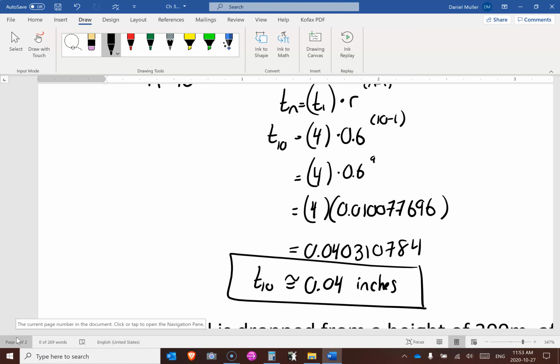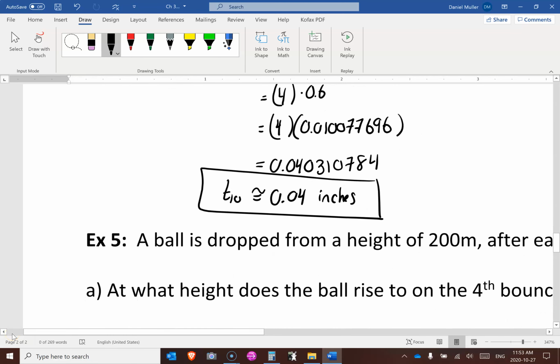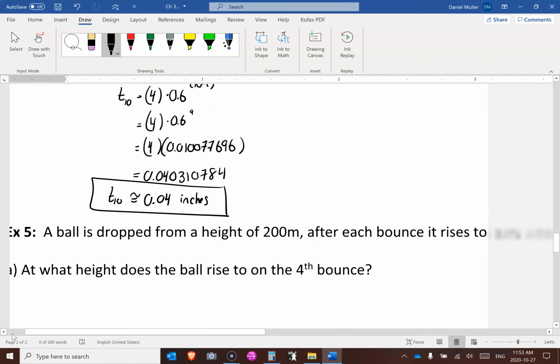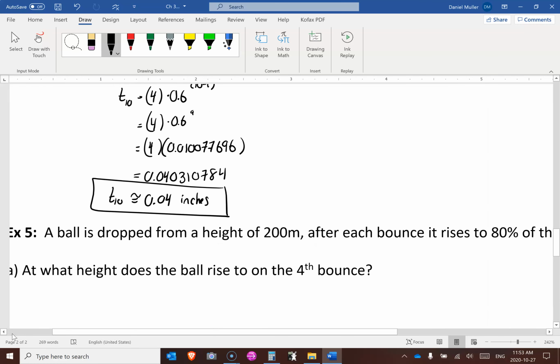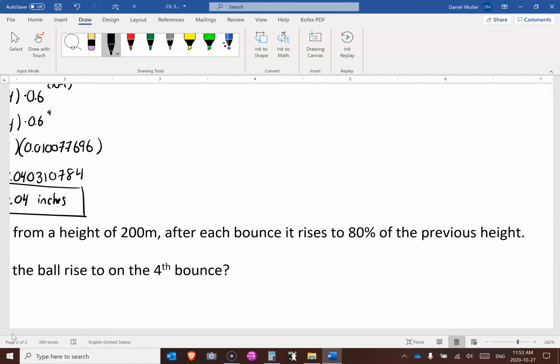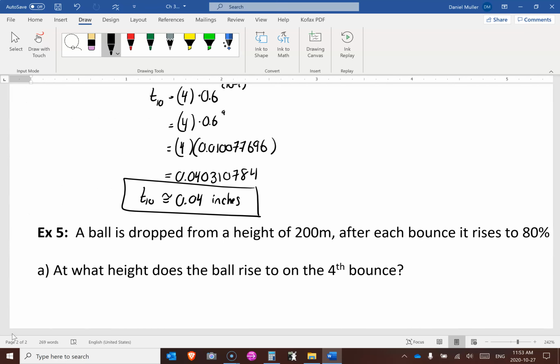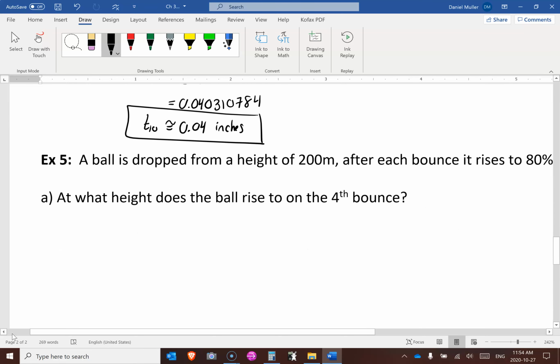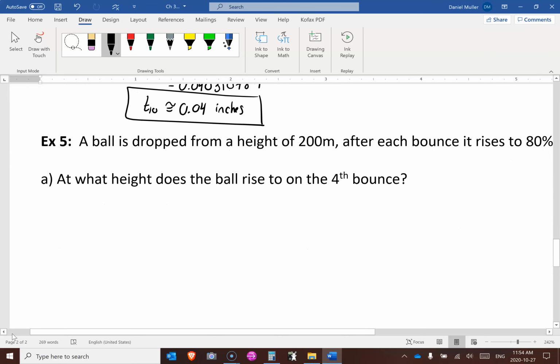Okay, so let's take a look at the next question. A ball is dropped from a height of 200 meters and it bounces. After each bounce, it rises to a height of 80% of the previous height. What is the height of the ball on the fourth bounce? What's our first term? We start at 200.